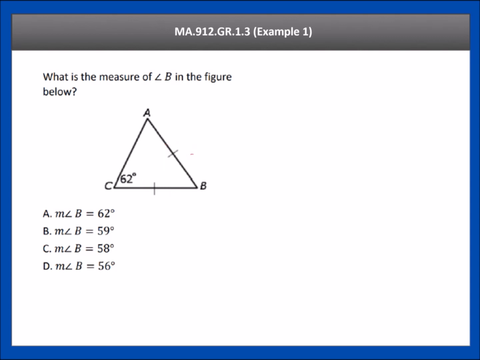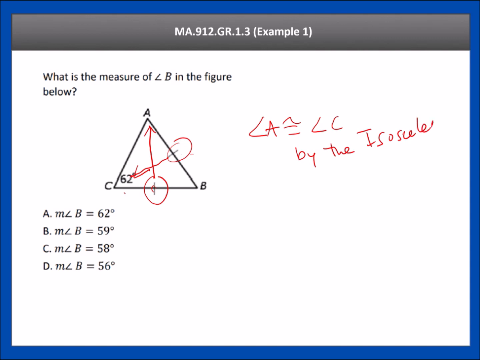So by the isosceles triangle theorem, because we have two sides that are congruent, two angles must be congruent. But which two angles are they? The two angles that are congruent are the angles opposite the congruent sides. So 62 is opposite this congruent side, and angle A is opposite this congruent side. Therefore, angle A and angle C must be congruent. And this is called the isosceles triangle theorem.